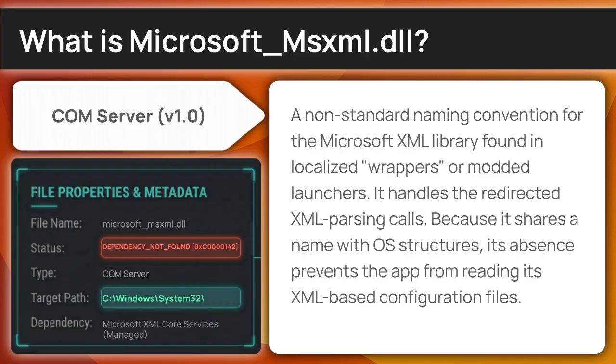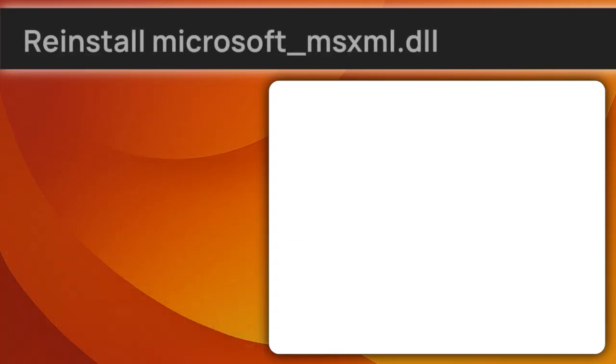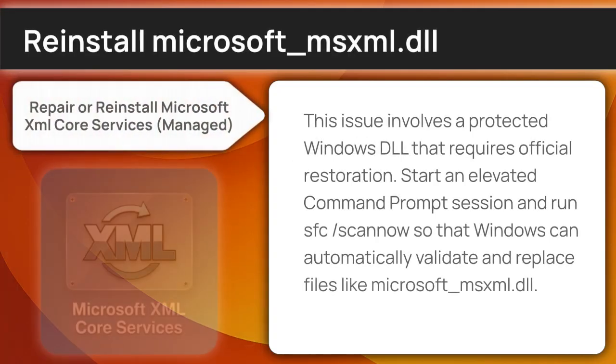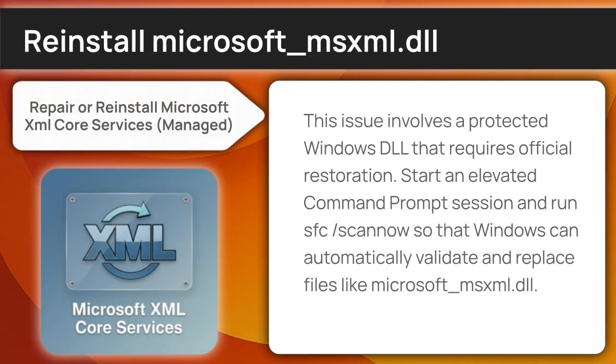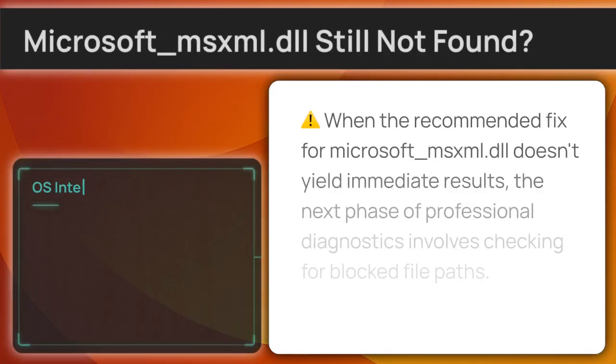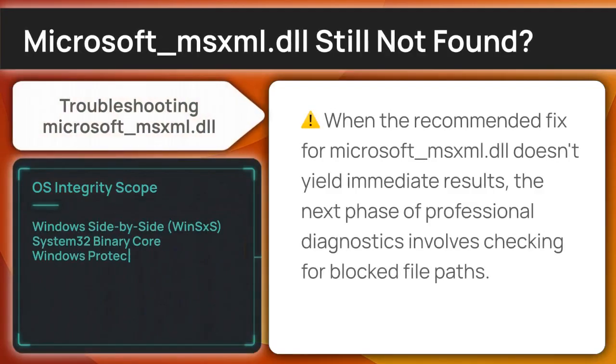Let's transition to the solution, starting with the official Microsoft redistributable. This issue involves a protected Windows DLL that requires official restoration. Start an elevated command prompt session and run sfc /scannow so that Windows can automatically validate and replace files like Microsoft XML Library. Should the file remain missing after a reinstall, we need to ensure that the operating system is forced to re-index its shared library paths.